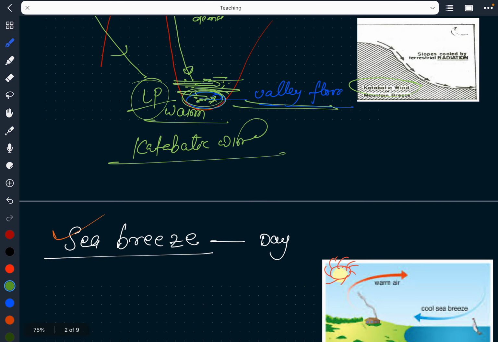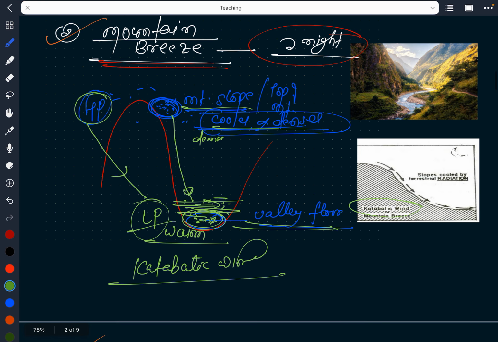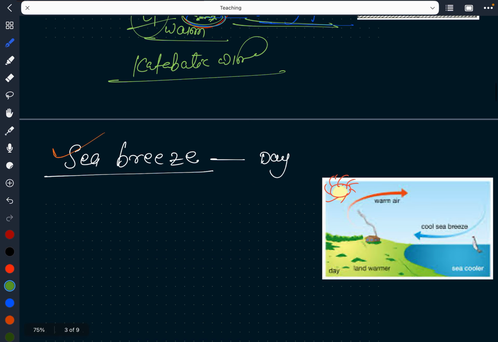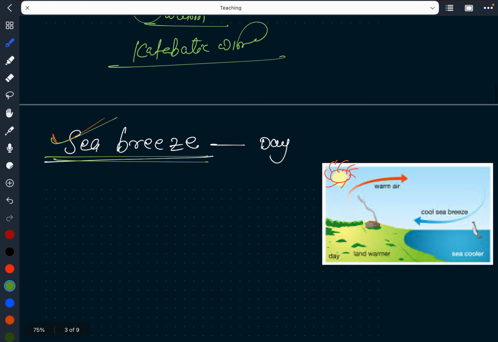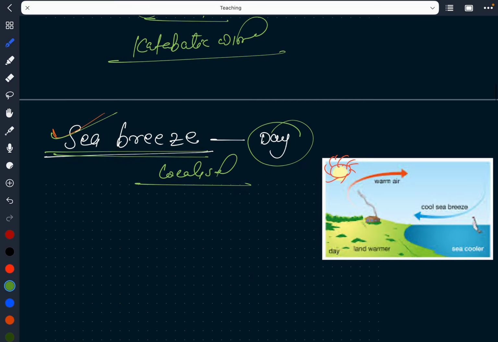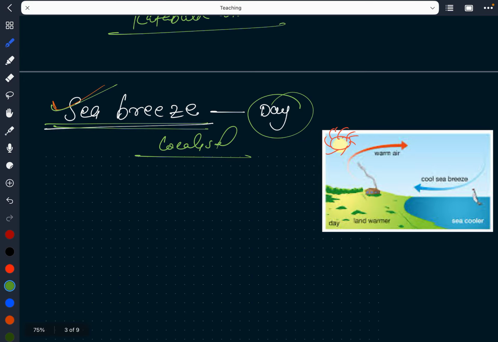Now see another topic. We will see a sea breeze. What is a sea breeze? It is basically also a wind that blows during daytime over a region. It's also a localized wind. It will be present at a particular location; you will not find it everywhere. So let us see what happens and the reason for its formation.